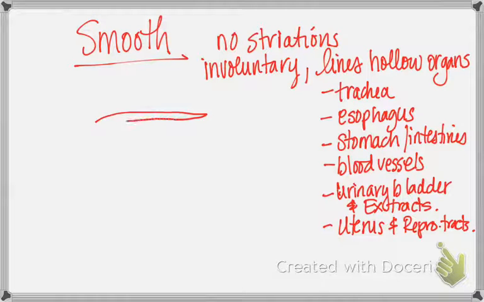If we looked at these cells, they would be long, pointed at the ends, uninucleate, no striations. Anything else we should know? I mean, that's basically it, isn't it?